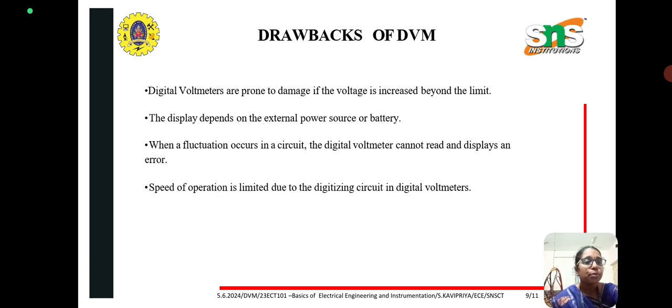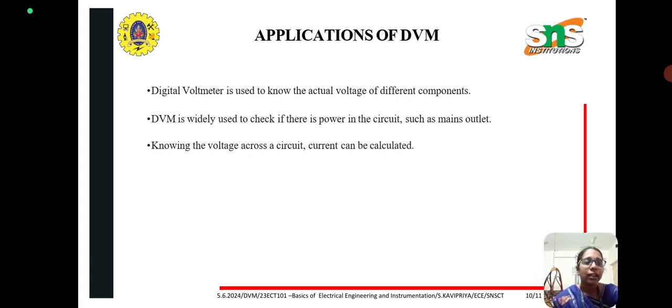And next, the speed of operation is limited due to the digitizing circuits in the digital voltmeter. And the last one is applications of the digital voltmeter. A digital voltmeter is used to know the actual voltage of different components in the circuit. It is used to check if there is any power in the circuit, such as a mains outlet. Knowing the voltage across a circuit using the digital voltmeter, we can calculate the current value.